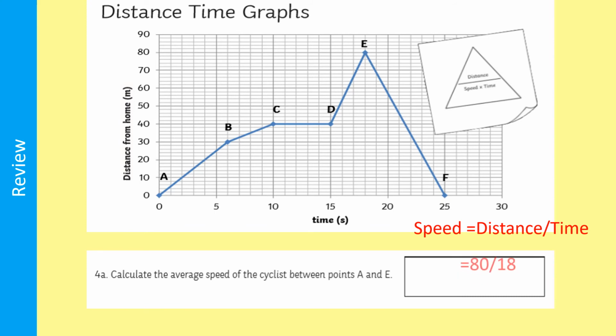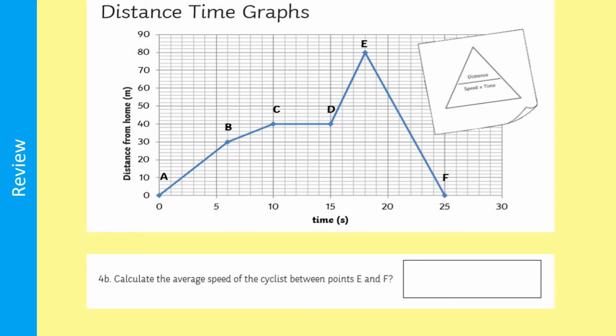And then from the graph, we can read the total distance from here at 0 to here at 80 meters. He's traveled 80 meters, and that has taken 5, 10, 15, 16, 17, 18 seconds altogether. So let's put that in. 80 divided by 18 gives us an answer of 4.44 meters per second. It's a speed.